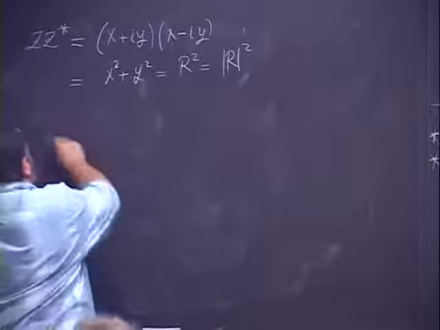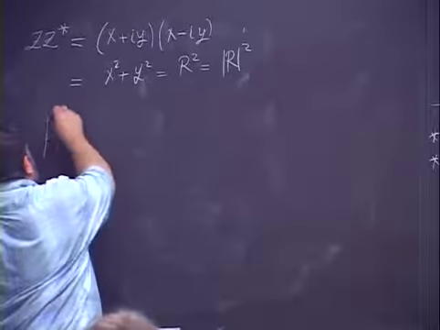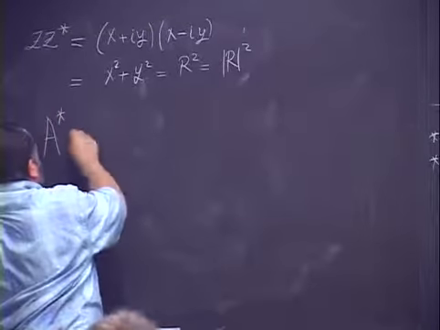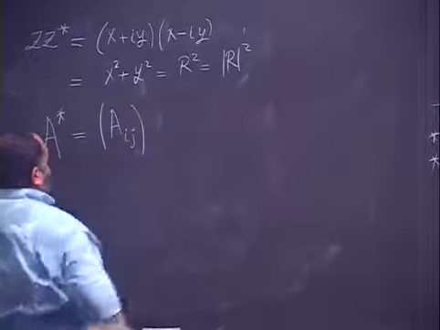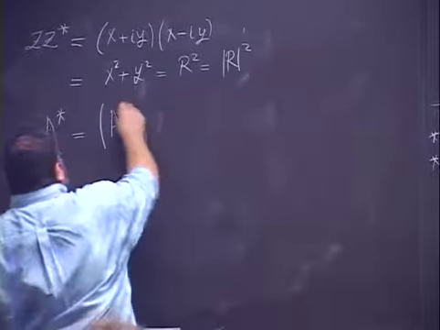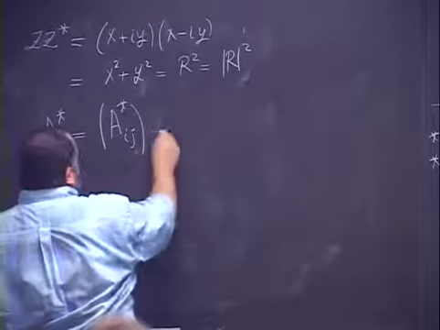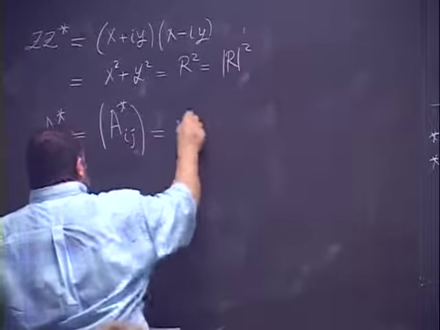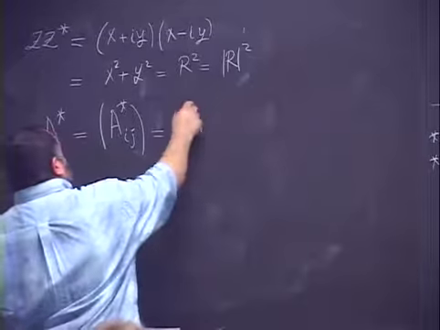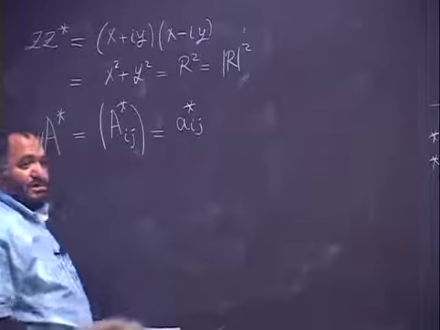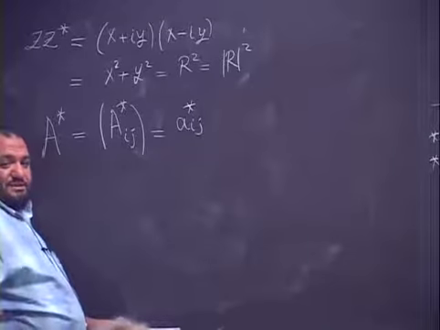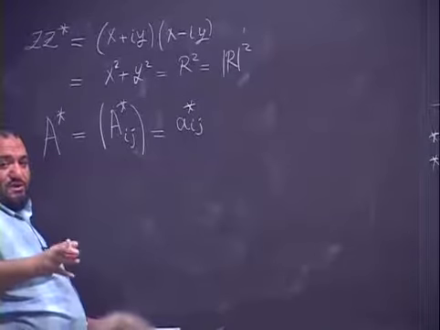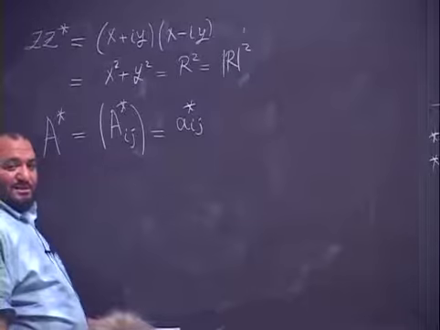And if we have a matrix A and it is a complex matrix, then the Aij for this matrix is just the Aij star. So you take the complex conjugate of the elements of the matrix, and this will give you the complex conjugate of the matrix itself.